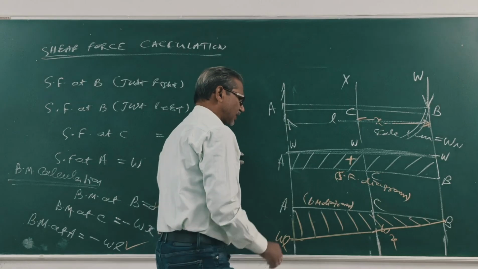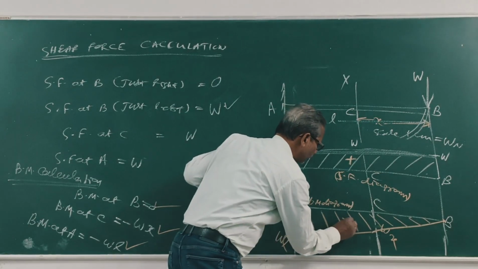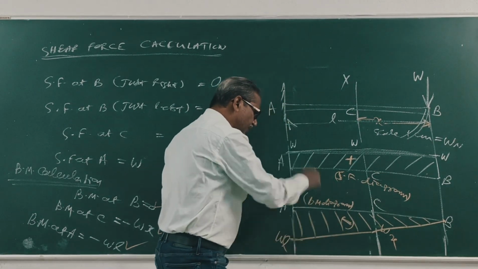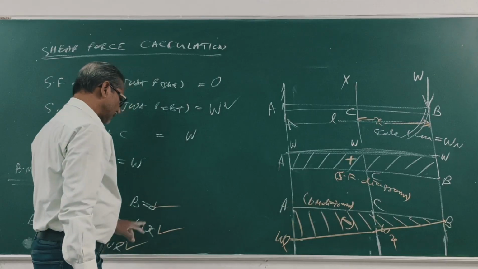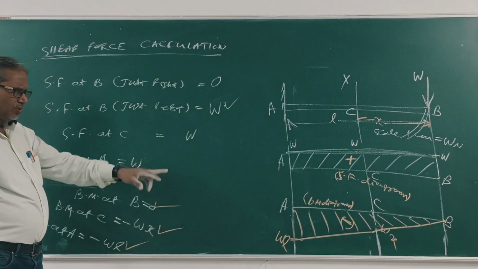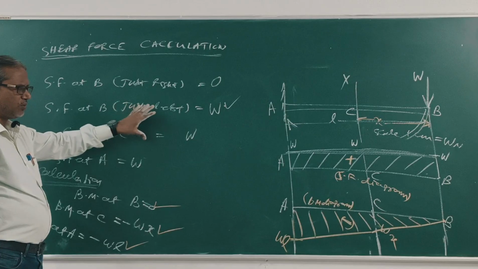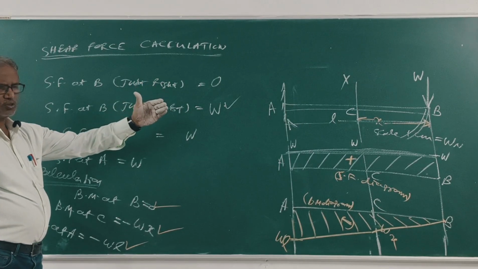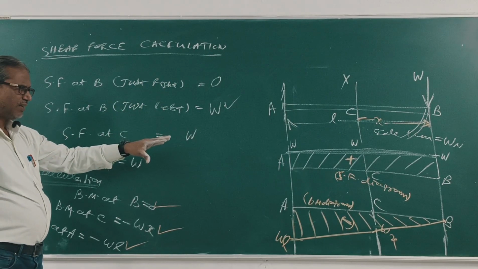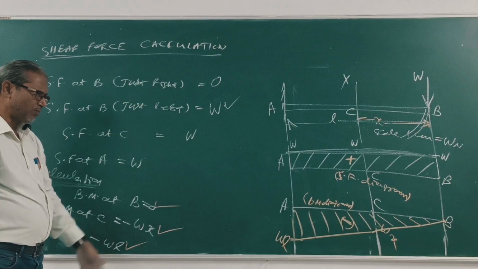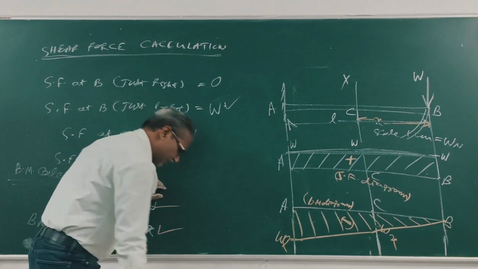Clear? These all values are negative, so the diagram is below the baseline. This is negative. This is negative. So the bending moment diagram is below the baseline. These are positive, so the shear force diagram is above the baseline. Right? This is your theory. Next I will do some problems.